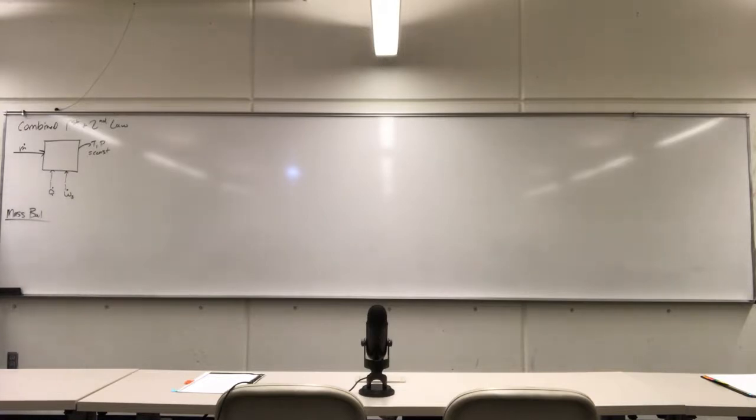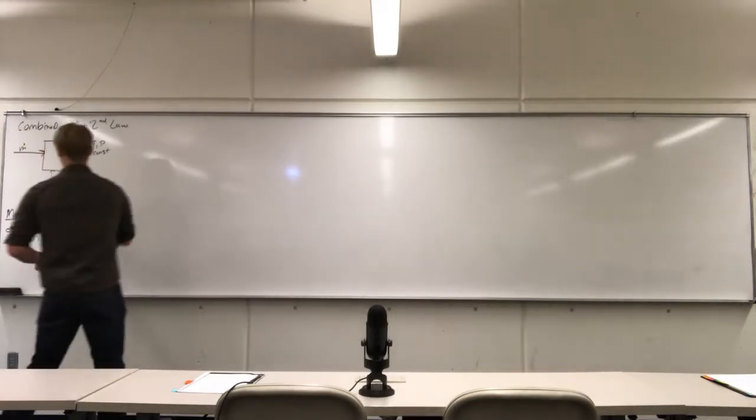We'll start off with the differential mass balance. So the rate of change of mass in the system is simply going to be equal to the mass flow rate going into the system. Pretty straightforward. There's no exit stream here.